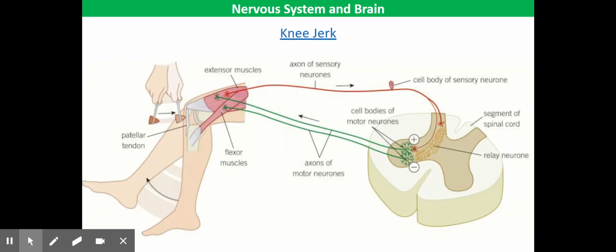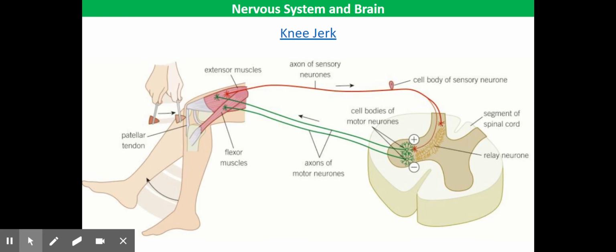Finally, the knee-jerk reflex. The knee-jerk reflex is a spinal reflex. The nervous pathway passes through the spinal cord rather than through the brain. The knee-jerk reflex is involved in coordinated movement and balance. So the muscle at the front of the thigh, i.e. the quadriceps, contract to straighten the leg.